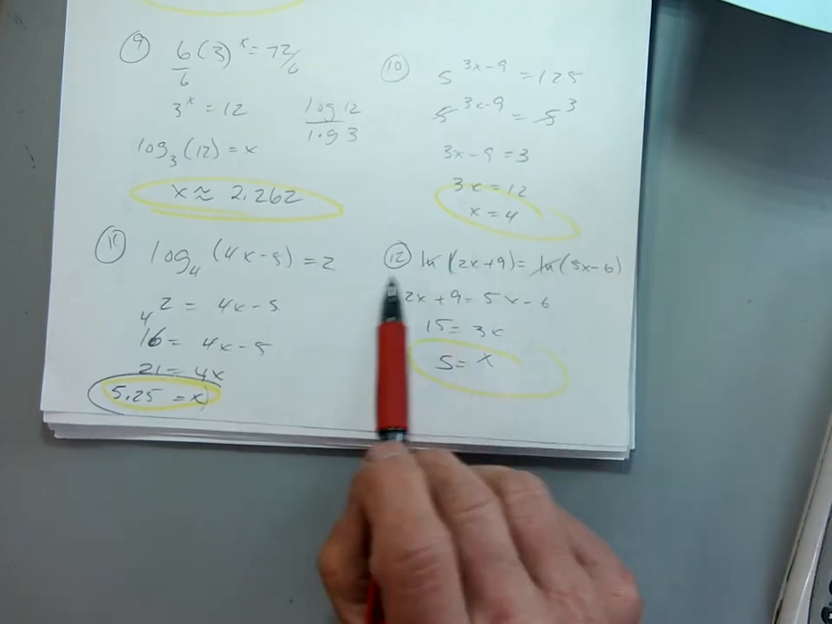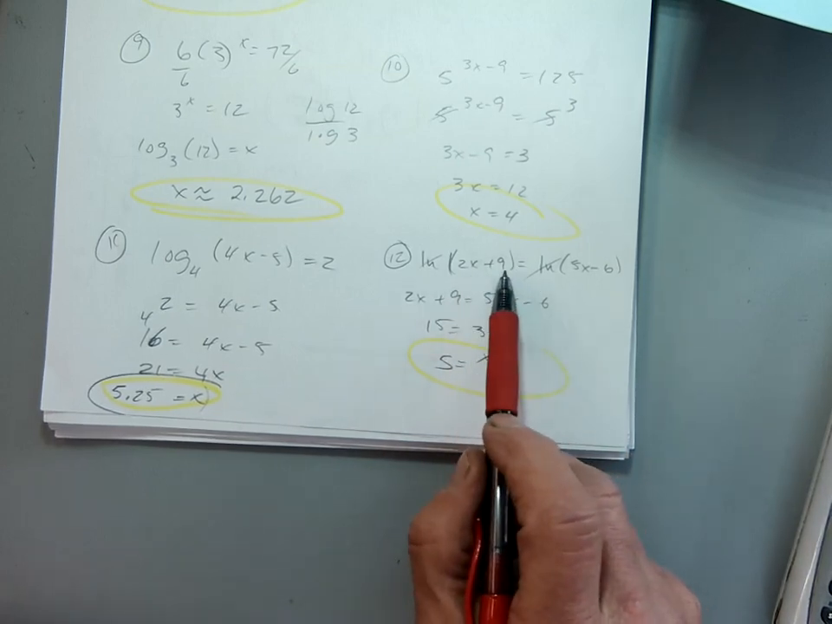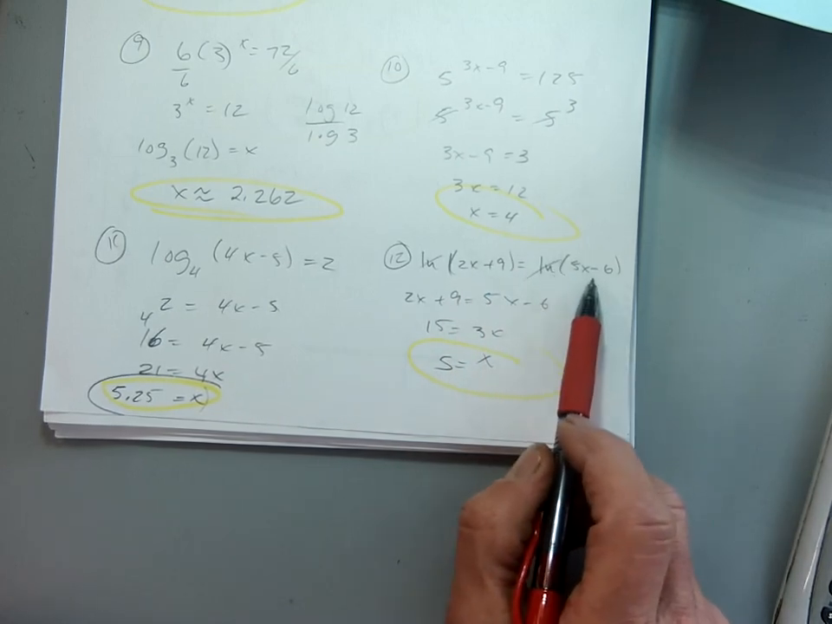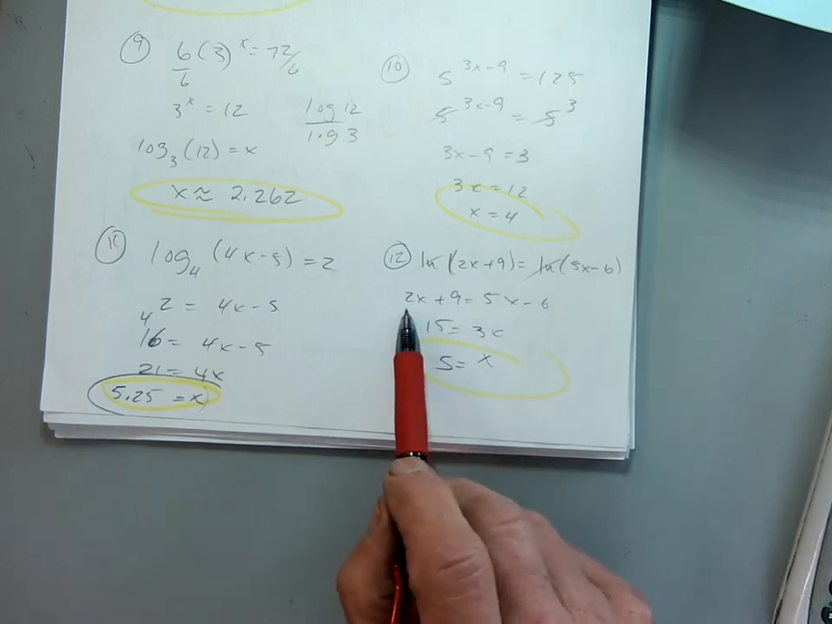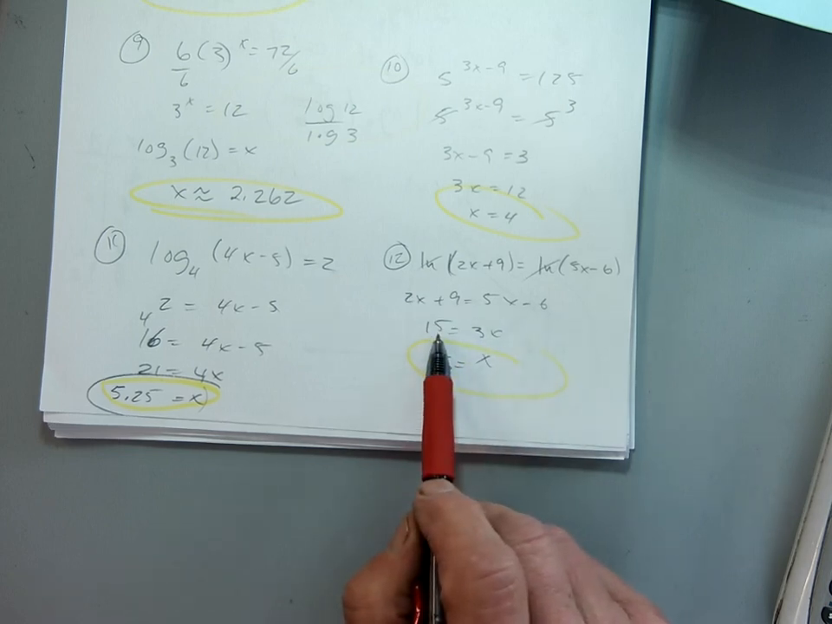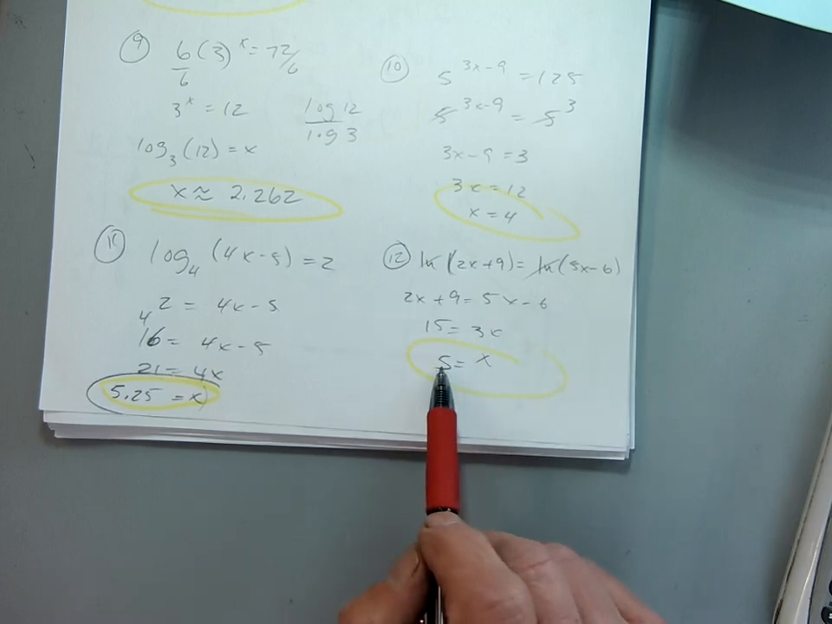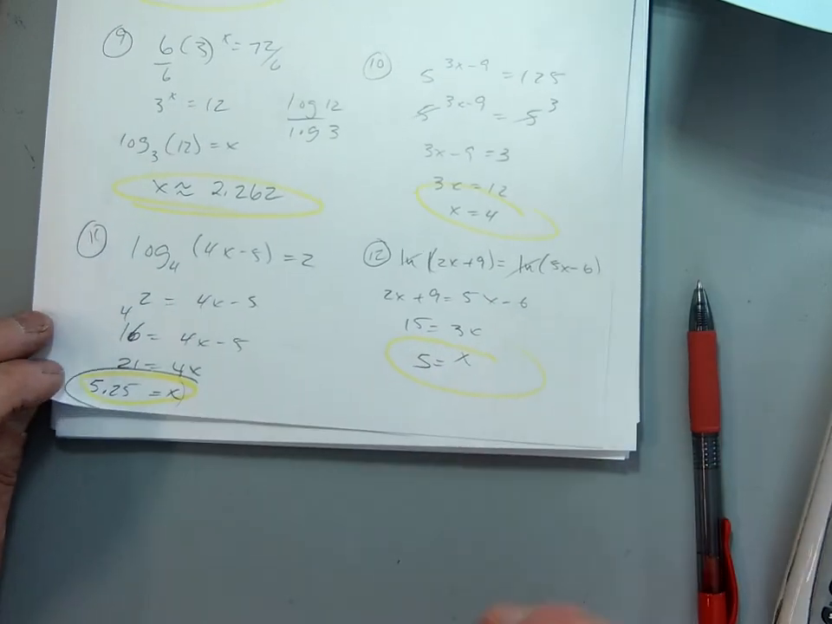12, because they're both natural logs, natural log of this, natural log of that, really means that what's inside the two is equal: 2x plus 9 is equal to the 5x minus 6. So I just did that, and I solved for x. I went minus 2x, so 3x, plus 6 makes 15. Divided by 3 is 5, and 5 is okay. I can check to make sure I don't get any negative values. So I'll keep the 5.